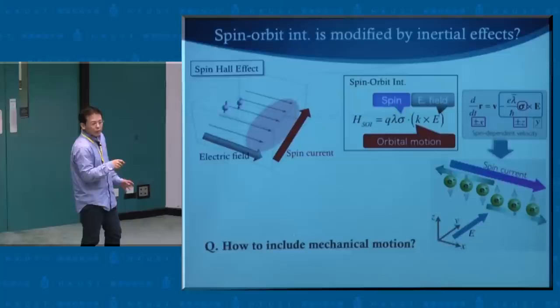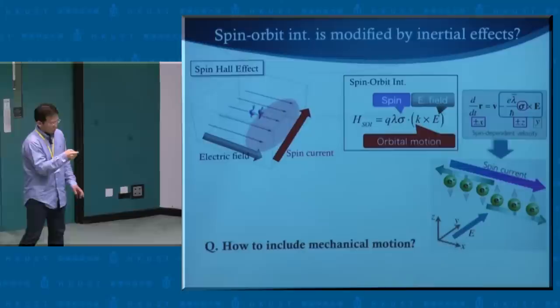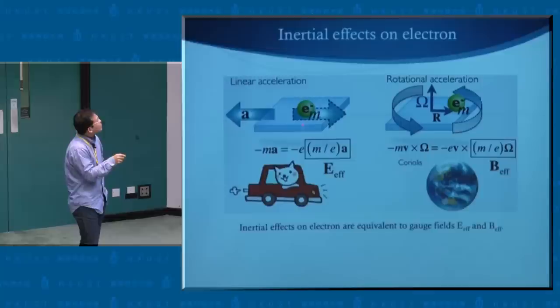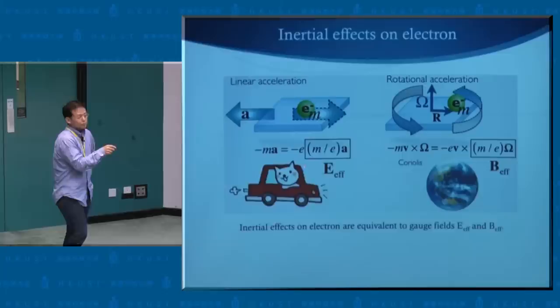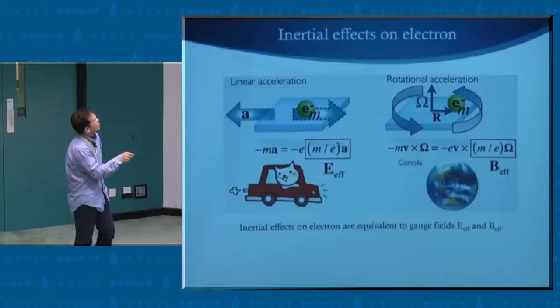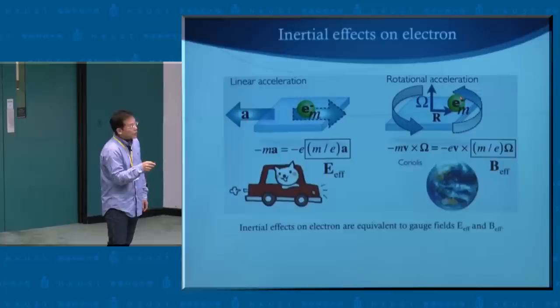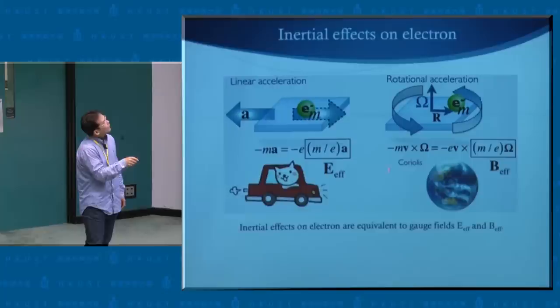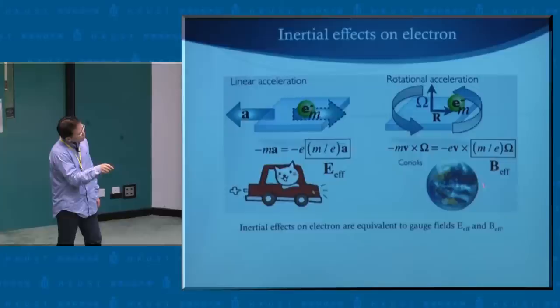Can we include the mechanical motion in this kind of effect? Let me introduce the inertial effects on electron. In the presence of linear acceleration, the electron feels the inertial force given by ma, and this inertial force can be interpreted as an effective electric field. Similarly, in the presence of rotational acceleration, the electron feels the Coriolis force. This is equivalent to the Lorentz force due to an effective magnetic field given in this form.